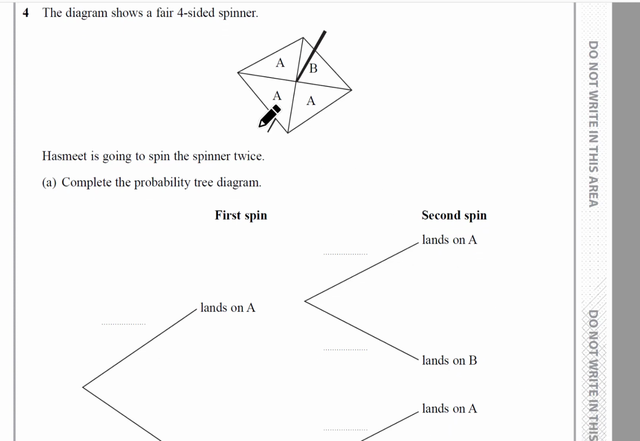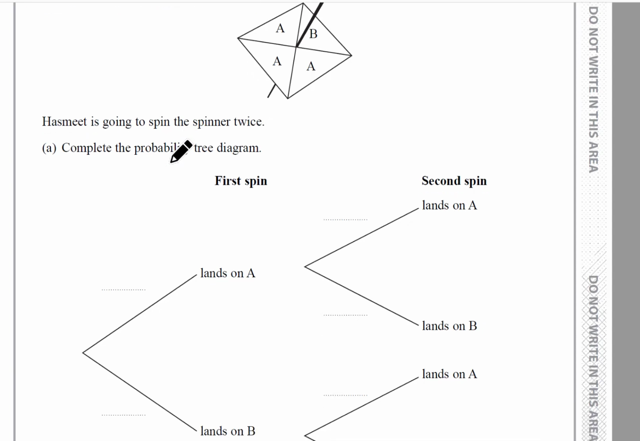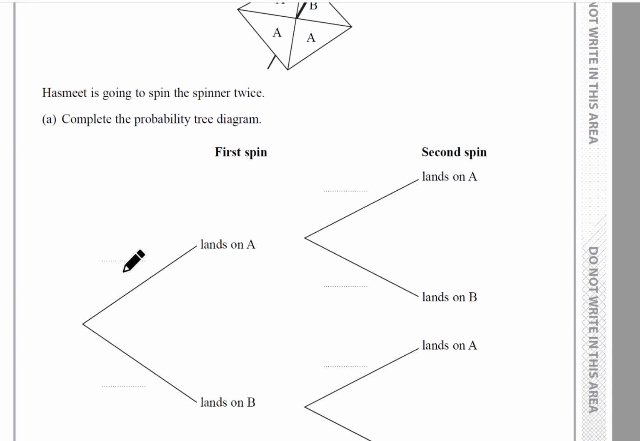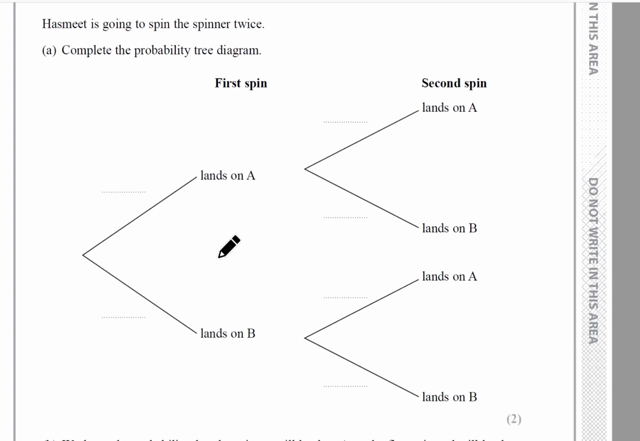Now the diagram shows a fair four-sided spinner. Hazmit is going to spin the spinner twice, complete the probability tree diagram. Lands on A, we can see A is 3 out of 4. This section of the tree always adds up to 1, but we can see on the spinner that's 1/4. She's spinning the same spinner twice, so that's got to be the same in the second spin.